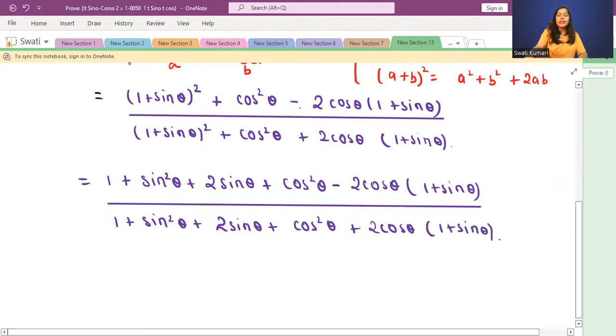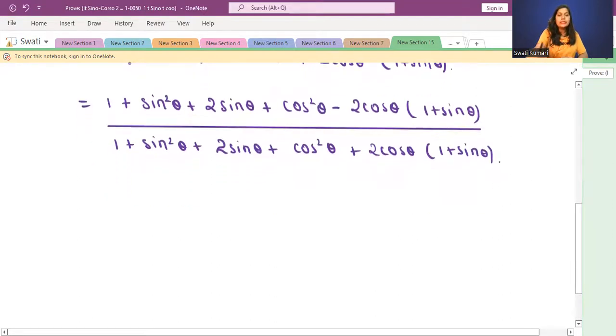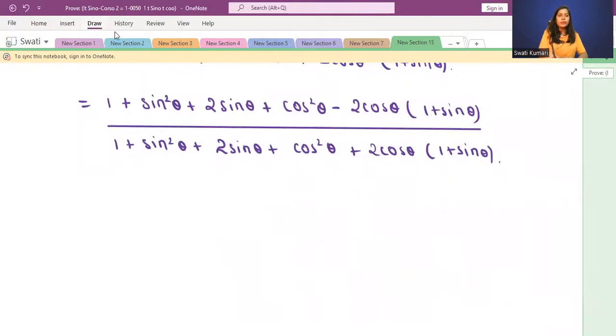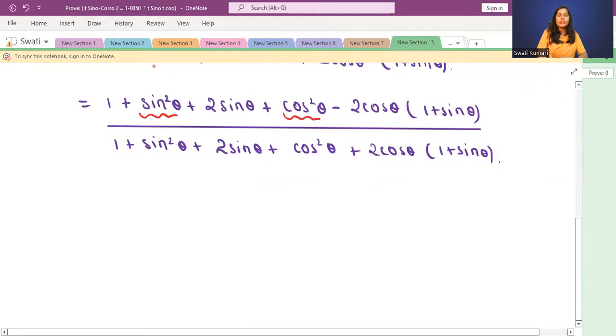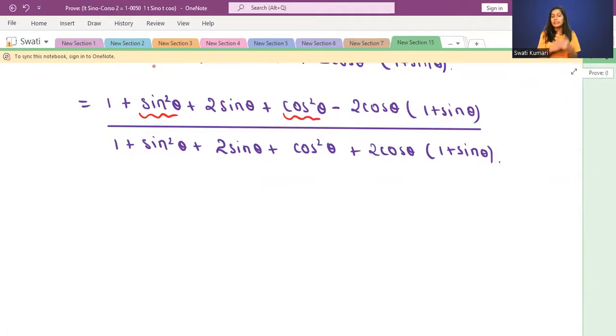All right, and now you can see here one thing. I'm going to highlight that: sin² θ + cos² θ. As I already told you, this is a very, very famous trigonometric identity, that the value of sin² θ + cos² θ is 1. So in the denominator also we have the same thing, right? So now we can write down our next step as 1 plus, now sin² θ + cos² θ is 1.